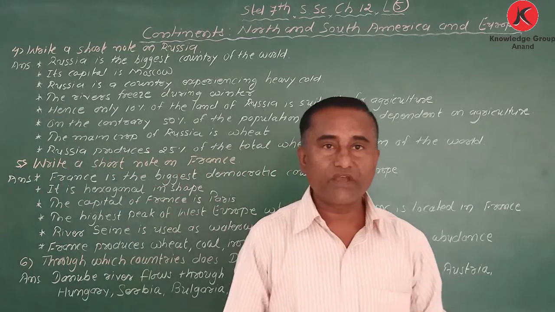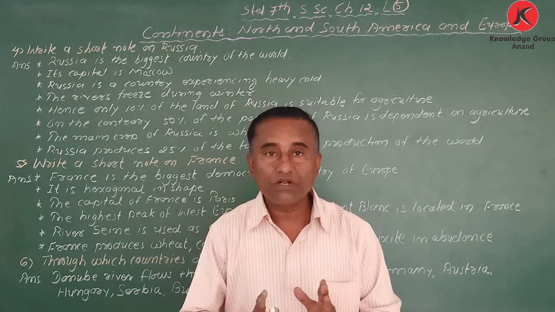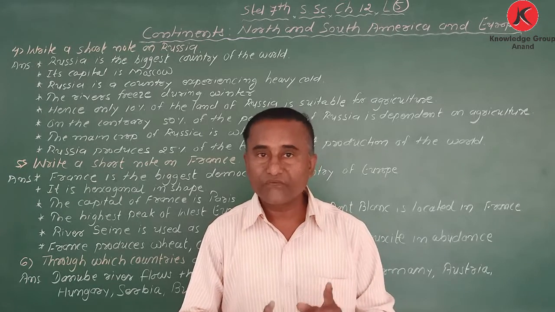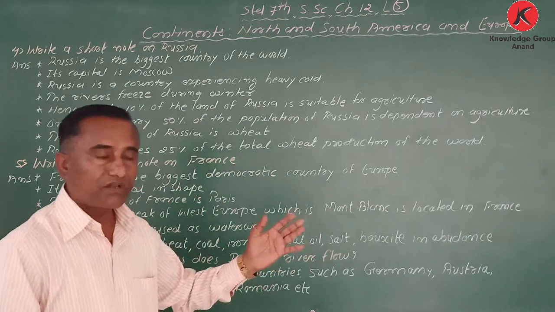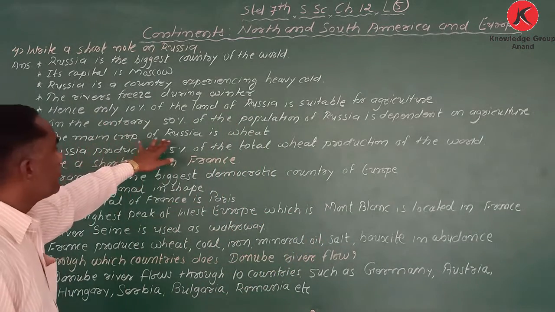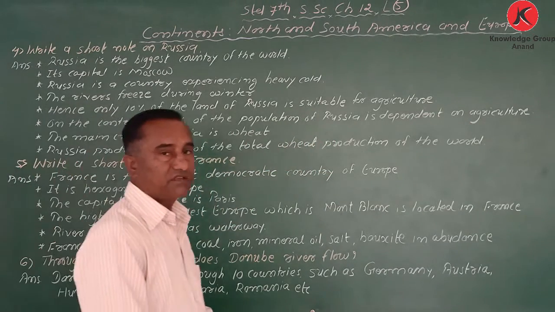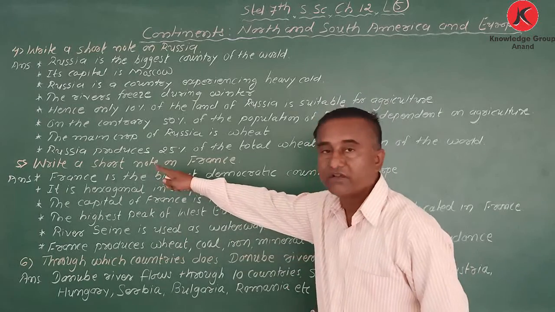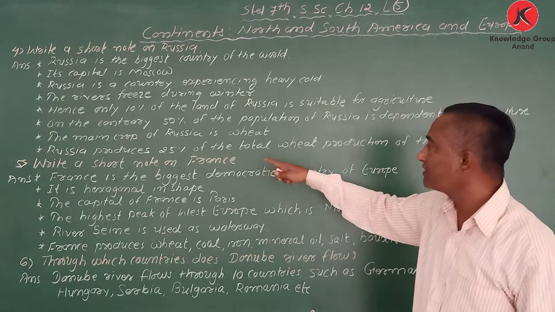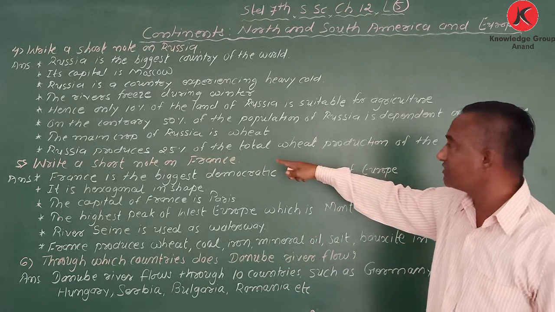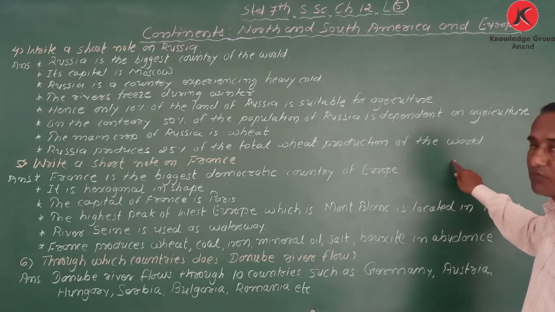How much land is suitable for agriculture? 10%. Now, population of Russia, how much? 50% of the population depend on agriculture, and only 10% of land is suitable. The main crop of Russia is wheat. Got it? Next point. Russia produces 25% of the total wheat production of the world.